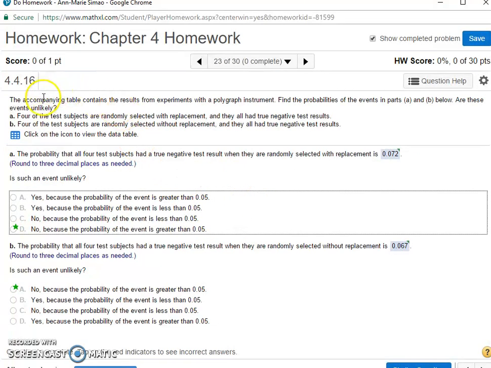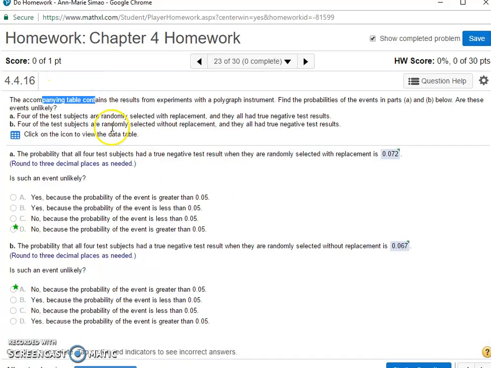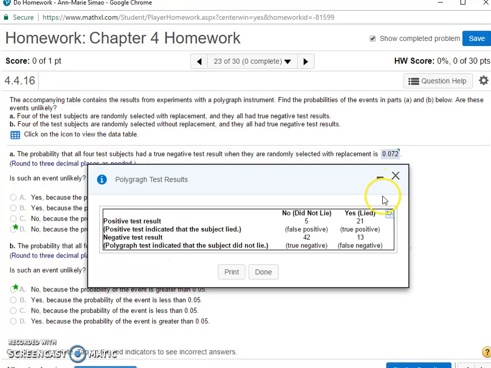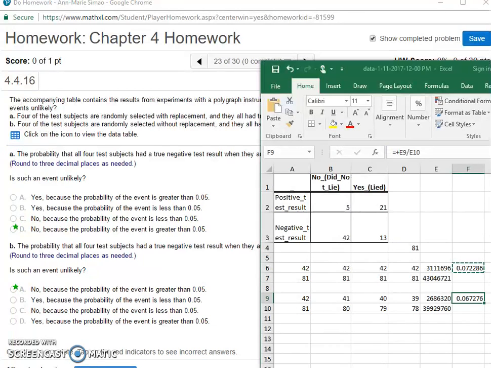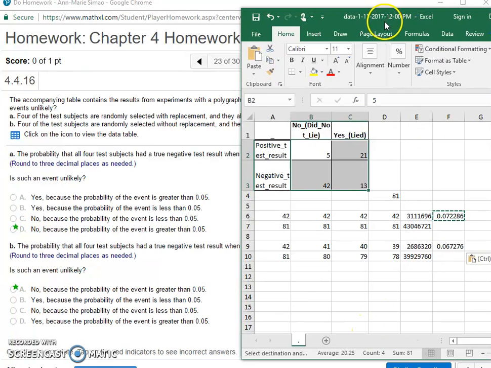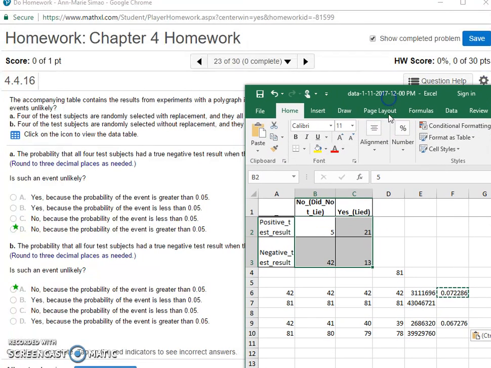All right, so for this one, the accompanying table contains results from experiments with the polygraph instrument. So you've got to click on this icon to get the data. I'm going to click here. You can open in Excel. As we go through, the probability all 4 test results had true negative results when they're randomly selected with replacement. So what we're going to do there is we have to figure out how many total we had. So we had 81 total, and so I could find that there, or I could find that here. Or I could add in a calculator 5 plus 21 plus 42 plus 13.